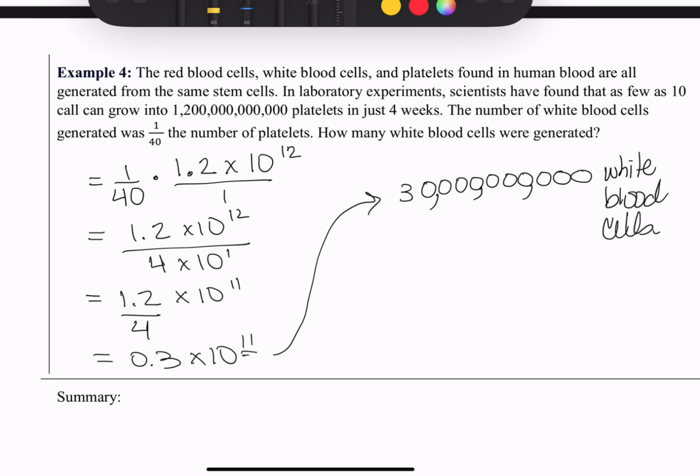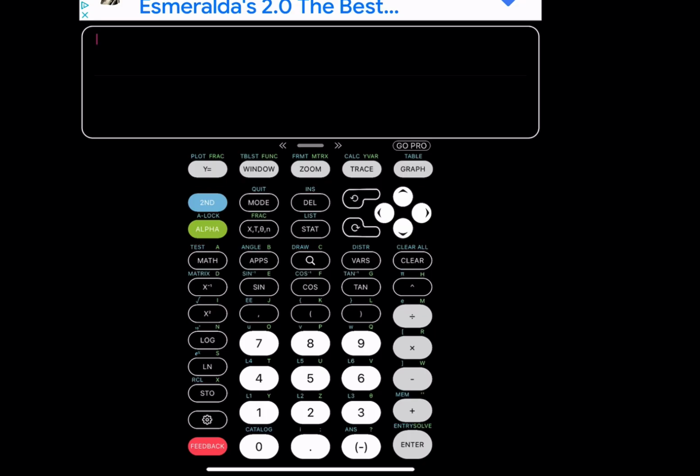Now, some of you are saying, why would I do all that work when I could just put this into my calculator? Okay, let me show you this. So we're going to take the 1.2 trillion and we're going to divide it by 40, and let's see what we get. So I'll take 1.2 trillion, which is 1, 2, 2 zeros, and then I think I have 9 more. And I'm going to divide that by 40. Oh, look what I got.